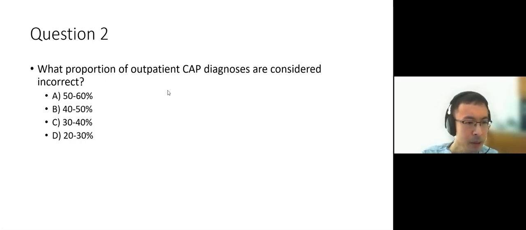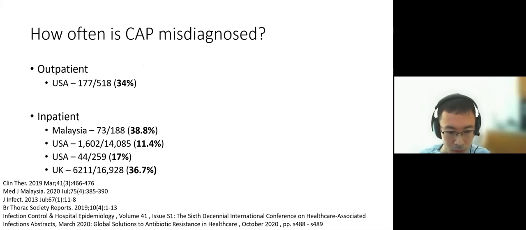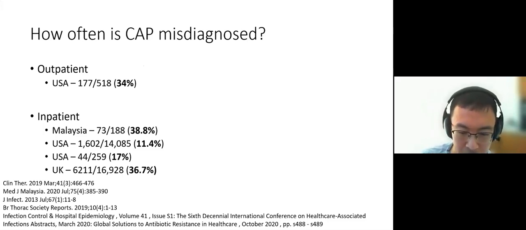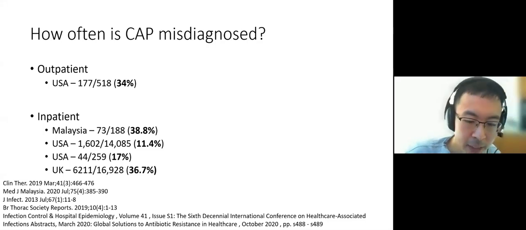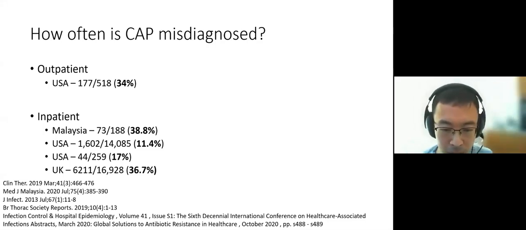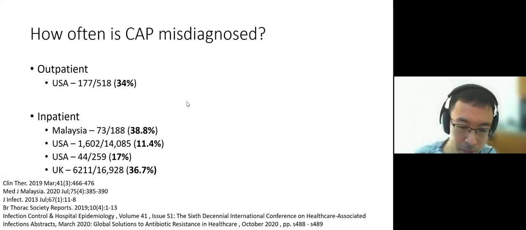Okay, so most of you have answered. So we'll end the poll. So 76% of you chose 40 to 50%, followed by 50 to 60%. Okay, so these numbers are quite depressing. So pneumonia is actually very difficult to diagnose. These numbers represent cases that were overdiagnosed as pneumonia. So in the outpatient setting, 34% of patients labeled with CAP did not actually have CAP.